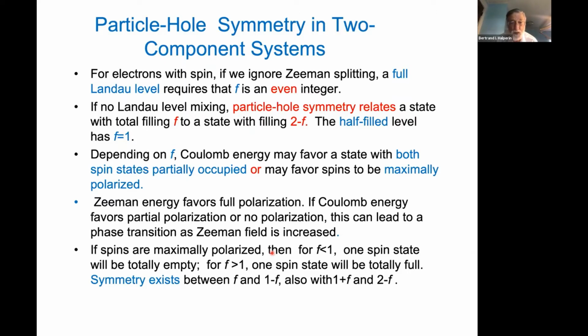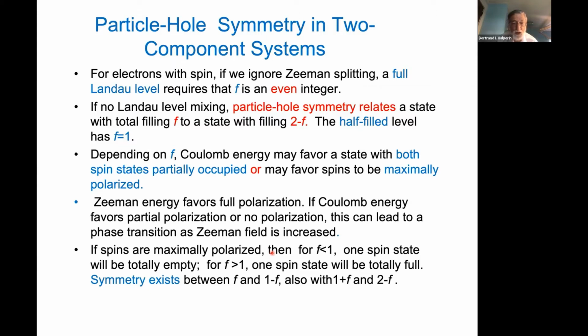And again, if there's no Landau level mixing, then a particle-hole symmetry will relate, if spins are fluctuating around, a state with filling fraction F only to a state with filling fraction 2 minus F. And in that case, of course, if I have F equals 1, I have precisely a half-filled Landau level, which is, of course, the situation we're going to be largely interested in.